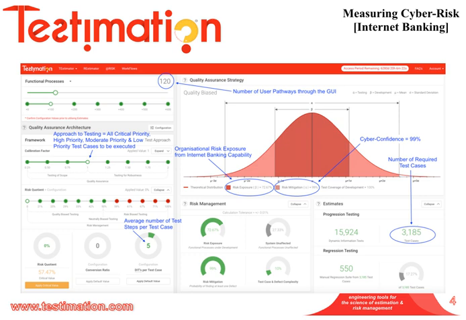Input the number of functional processes within the internet banking environment. In my personal internet banking environment, we counted 120 functional processes. This means that we counted 120 user pathways through the internet banking GUI. Step 2. Define the approach to testing. This is done by selecting one of the calibration factors, as appears on screen. Our approach to testing will be to validate all critical, high, moderate and low priority test cases.